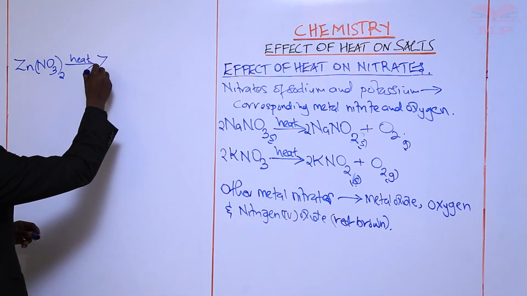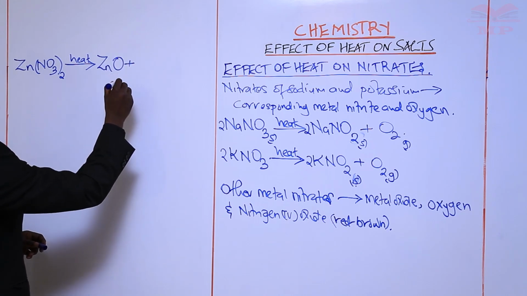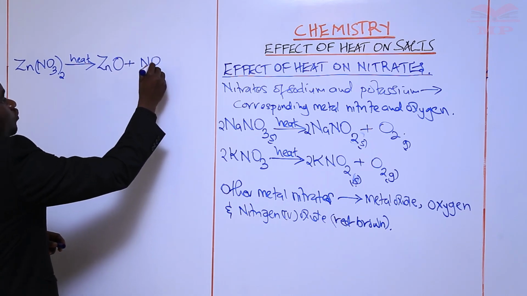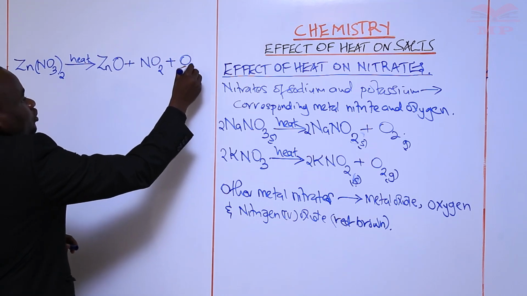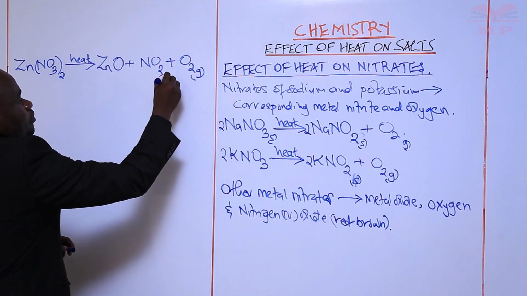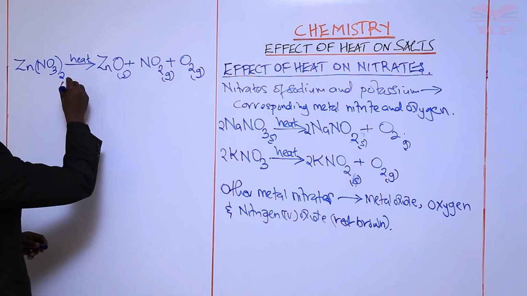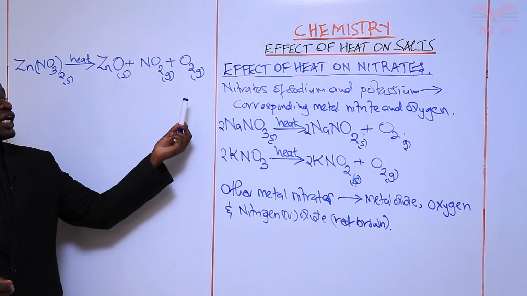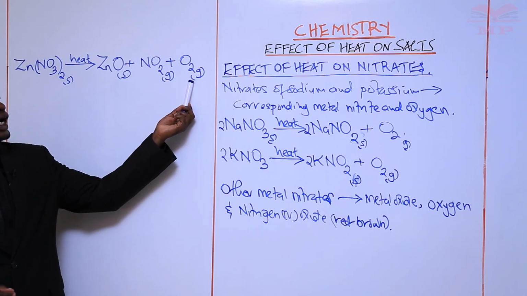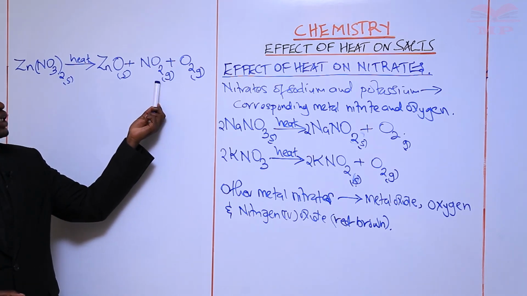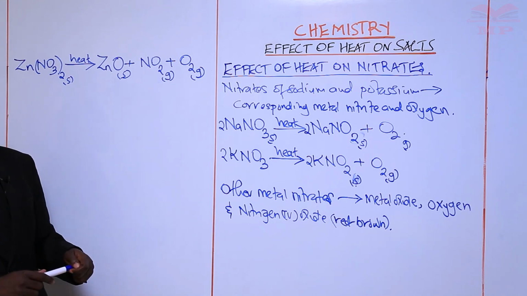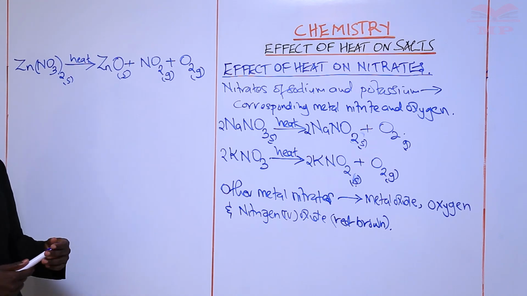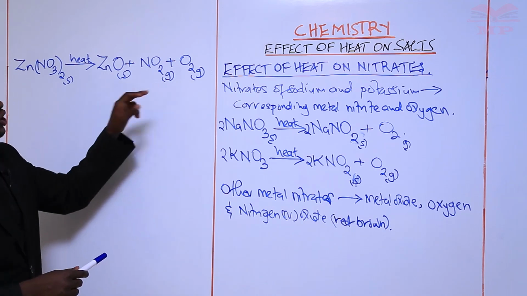So we shall get zinc oxide. The other product is nitrogen 4 oxide gas plus oxygen. Actually we shall have a mixture of the two gases, but the distinguishing property will be the color. Oxygen, as we know from Form 1, is a colorless gas, but this one is a gas that is red-brown in color. So when we are performing the experiment, you'll be able to observe some red-brown fumes. Those red-brown fumes will be evidence of nitrogen 4 oxide gas.